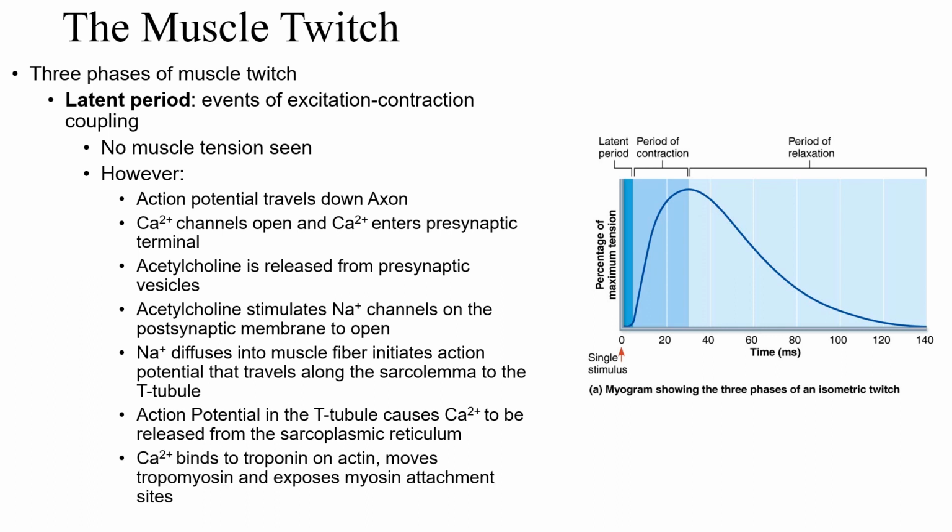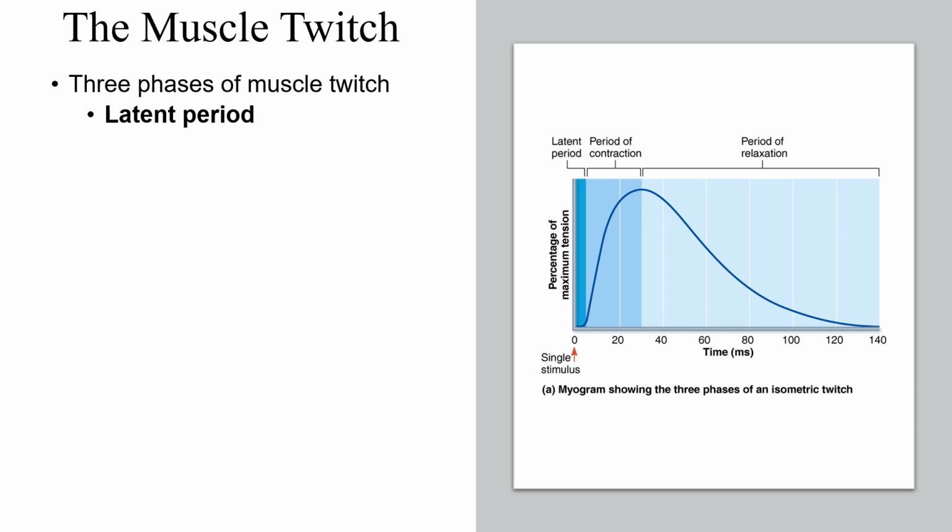And the calcium that's released will then bind to troponin on actin, which moves tropomyosin and exposes the myosin attachment sites. And now we are ready for myosin to bind to actin and to start the actual contraction. So the latent phase is first, and then the period of contraction starts. And this is when cross bridge formation is allowed to happen.